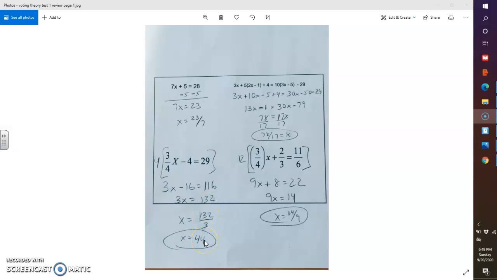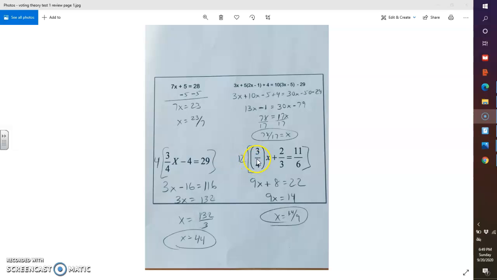And you can plug 44 back into x and check it. 3/4 times 44 is 33, minus 4 equals 29, so I know that works. When I have multiple denominators, I want to take the smallest number that all three of them go into. So in this case, 12 is the smallest number that goes into all three.